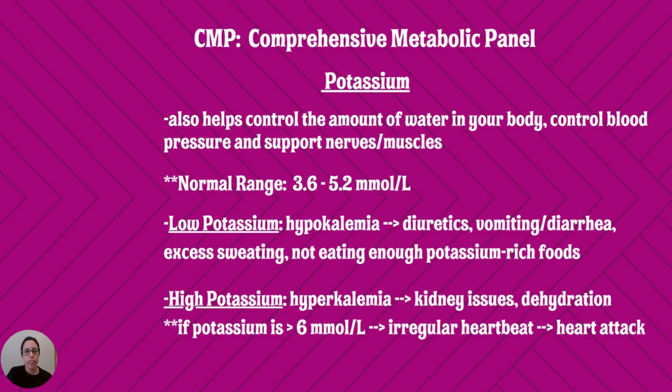High potassium, on the other hand, is called hyperkalemia. This can usually be an indicator of kidney issues and it can also be caused by dehydration. It's really important, though, to watch if your potassium gets higher than 6 millimoles per liter. This is really dangerous for your heart and it can cause an irregular heartbeat and lead to a heart attack. So, having a really, really high potassium level is really dangerous, and we want to make sure that is monitored closely.